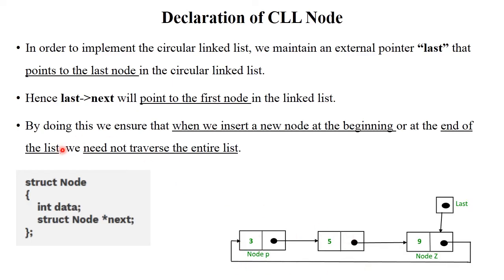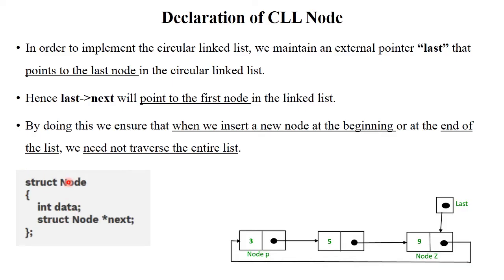So this is the concept of last to next. By doing this, we ensure that when we insert the new node at the beginning or at the end of the list, we need not traverse the entire list. Clear? So this is the declaration of circular linked list. And we all are familiar with this code now.